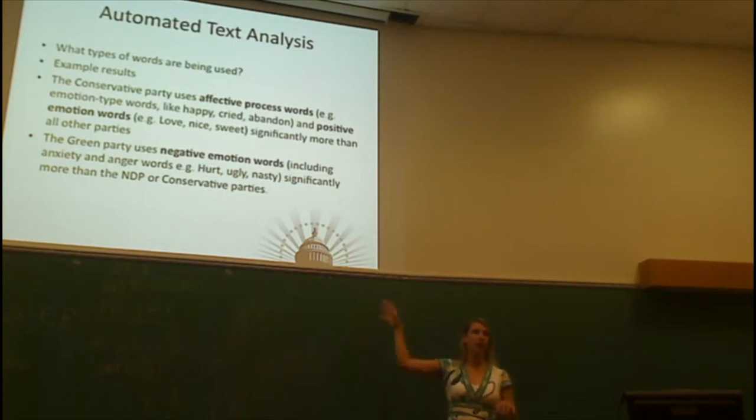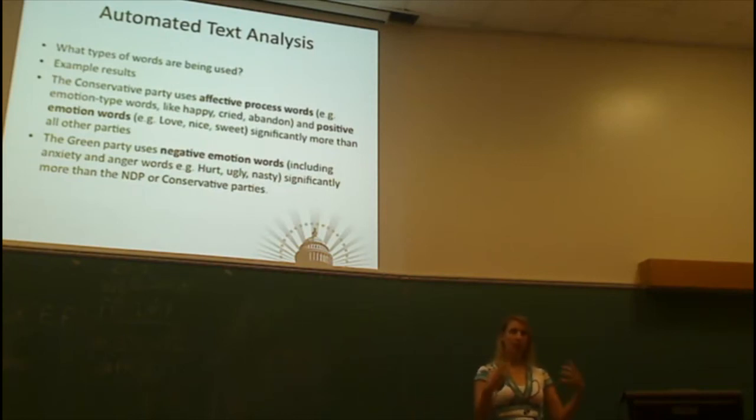So I did a quick analysis, wrote some code, dumped in our tweets there, and grouped them by party. And we found a couple statistically significant results. So the Conservative Party tended to use more affective process words, so these are categories from LIWC. Emotion type words is what those are, so happy or cried or abandoned would be example words that fall in that category. And positive emotion words like love and nice and sweet. So they were really using very emotional words and tended to be more positive in their campaign, and they used significantly more of those words than all the other parties.